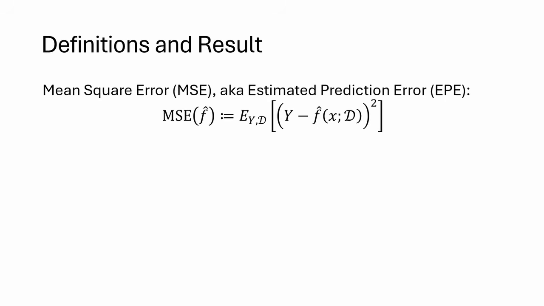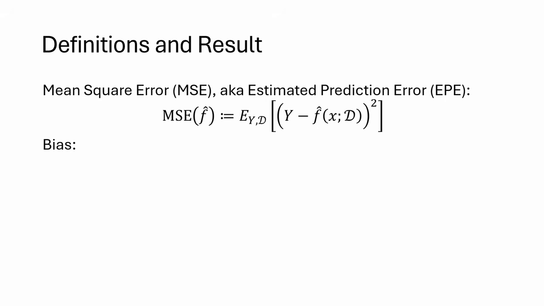And the expectation operator takes the average over both y and D. That is to say, the randomness in the new observation as well as in the training data set are both averaged out in the definition of the MSE.